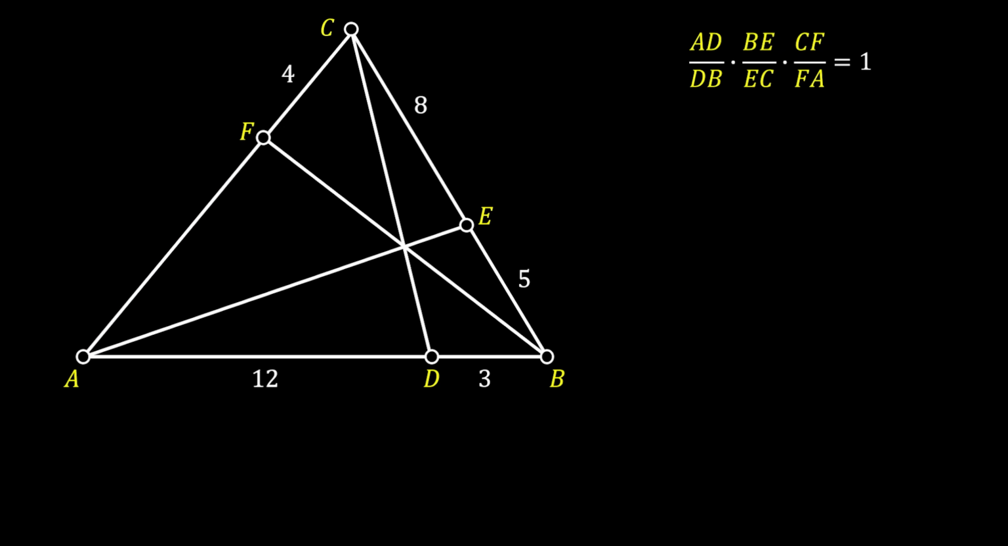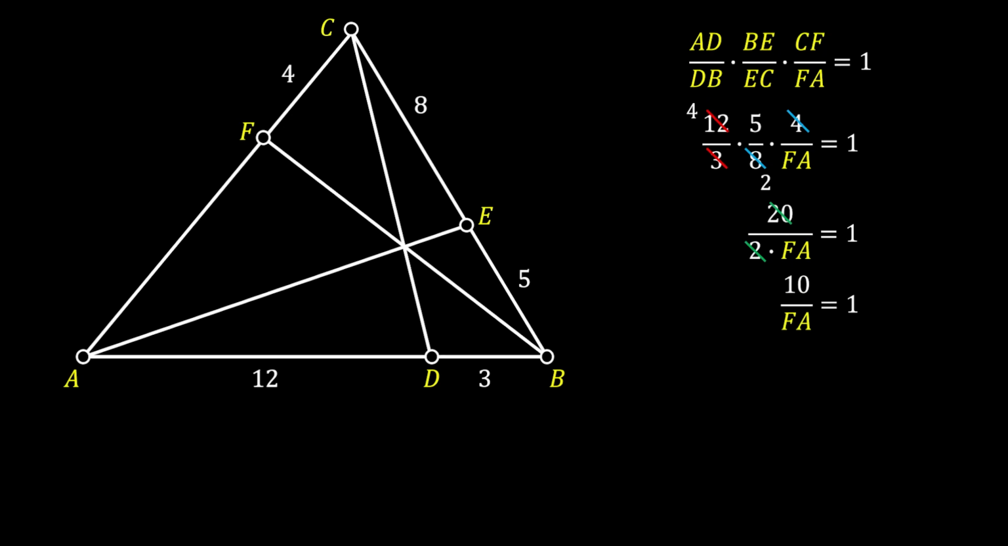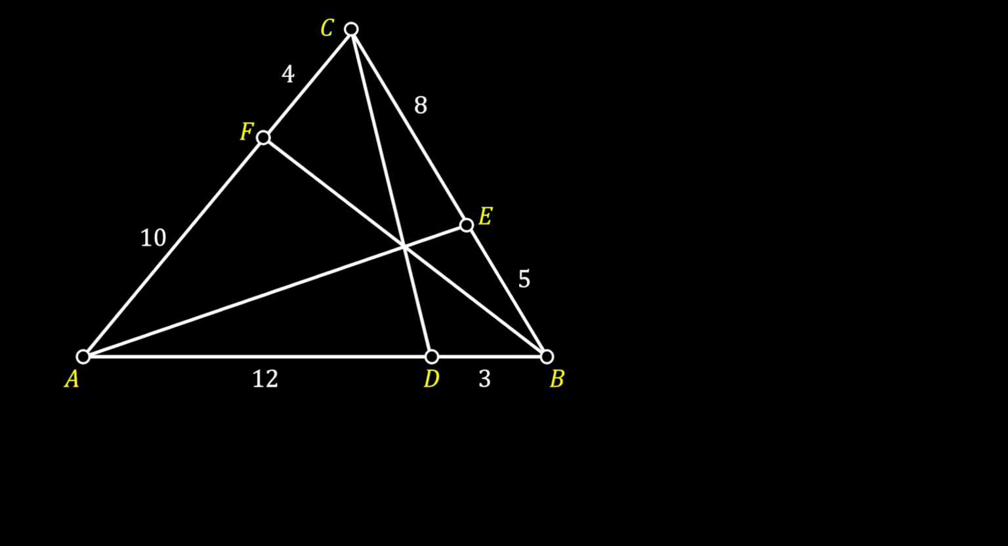Let's first implement the values of our segments from the sketch, and then we will do some small simplifications. Then we're going to simplify this a little bit more and get that 10 over FA equals 1, which means that the length of the segment FA is 10, and we're going to implement this value into our sketch on the left.